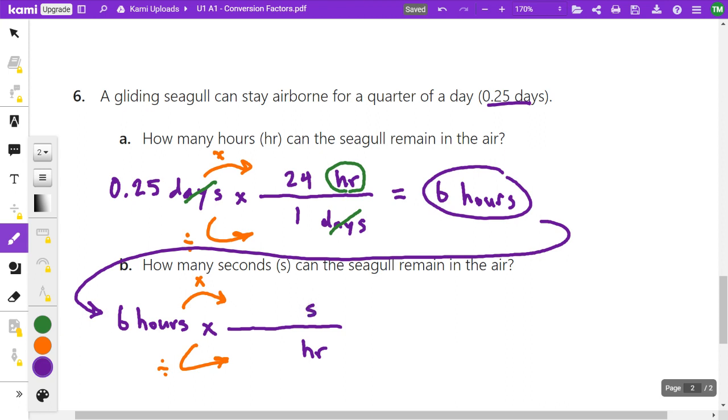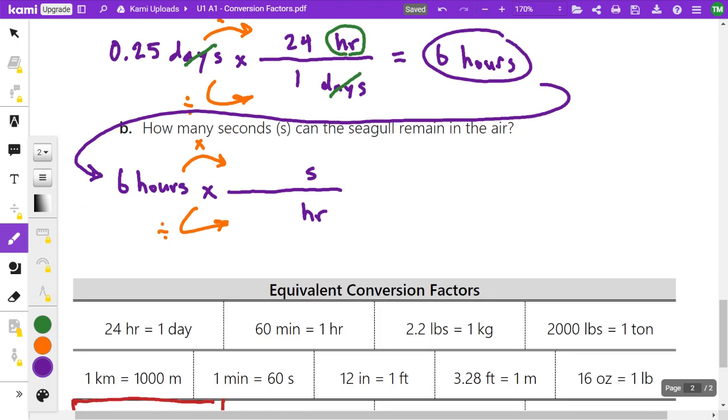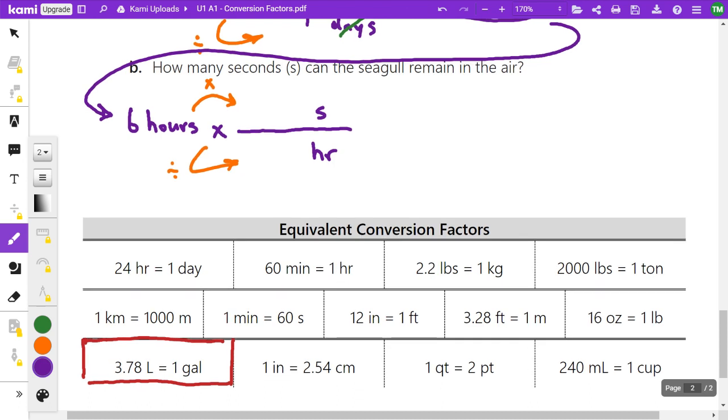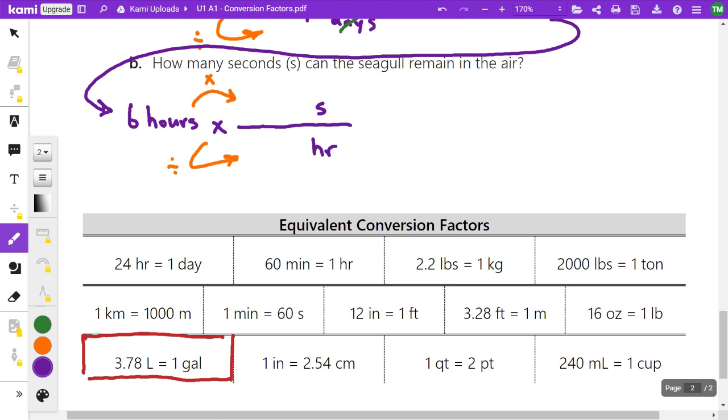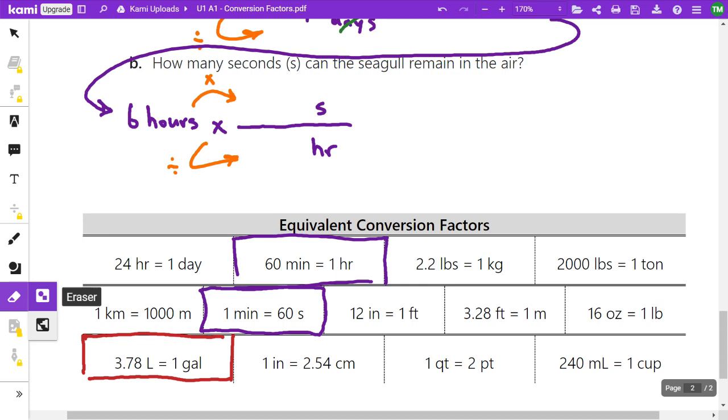So now I just need to figure out how many seconds are in an hour, which I don't know off the top of my head, but maybe I've got it down here in my conversion factors. I don't see it. I've got how many minutes are in an hour. I've also got minutes and seconds here. So I have a path that I could take to get from hours to seconds, but it's going to take 2 conversions, which is okay. I'm going to split this into 2 conversions.